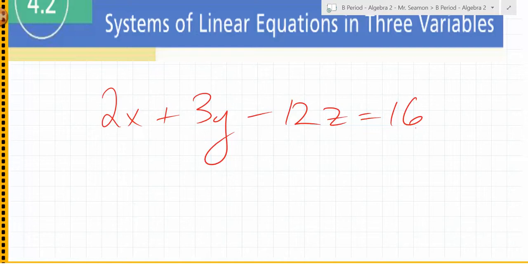What are the 3 methods we have for solving systems of 2 equations and 2 variables? We have substitution. What else do we have? Elimination. We have graphing. One of those methods we're not going to do in 3 dimensions. Which one do you think we're not going to do?